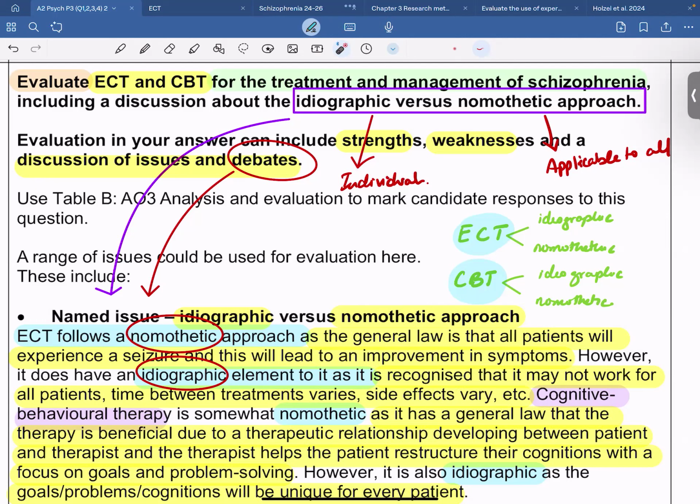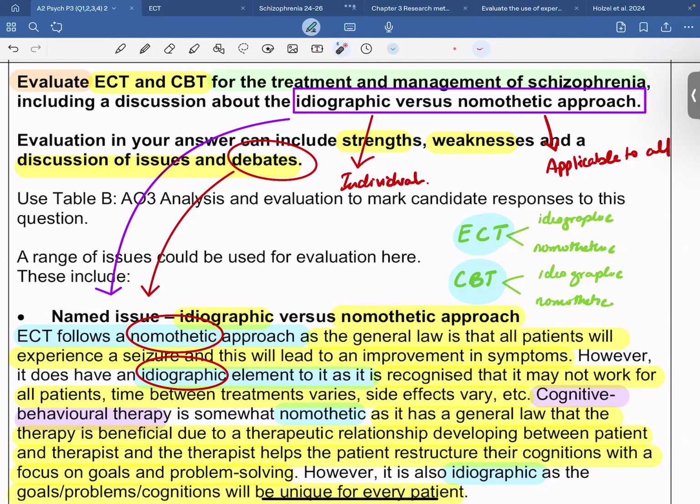It's just about the rapport being built between the patient and the therapist, and the relationship that is being built between the patient and the therapist would help the therapist restructure the cognitions, the illogical, irrational thoughts of the patient while focusing towards problem solving. However, at the same time, it is also ideographic.